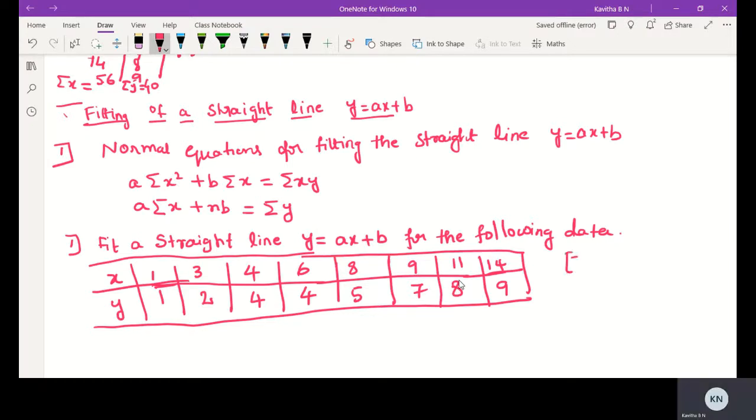This question appeared in June 2019. Write the question properly. x: 1, 3, 4, 6, 8, 9, 11, 14. y: 1, 2, 4, 4, 5, 7, 8, 9. Okay, write down.